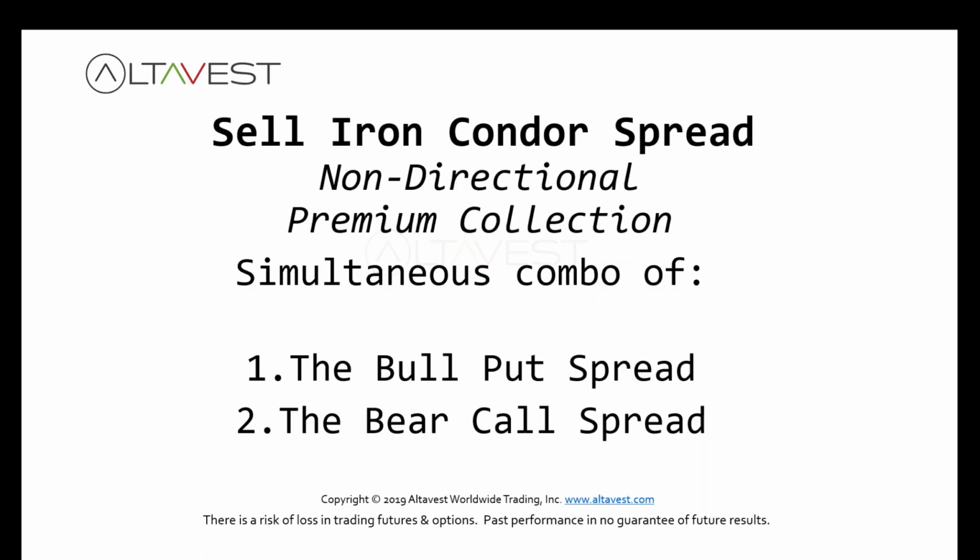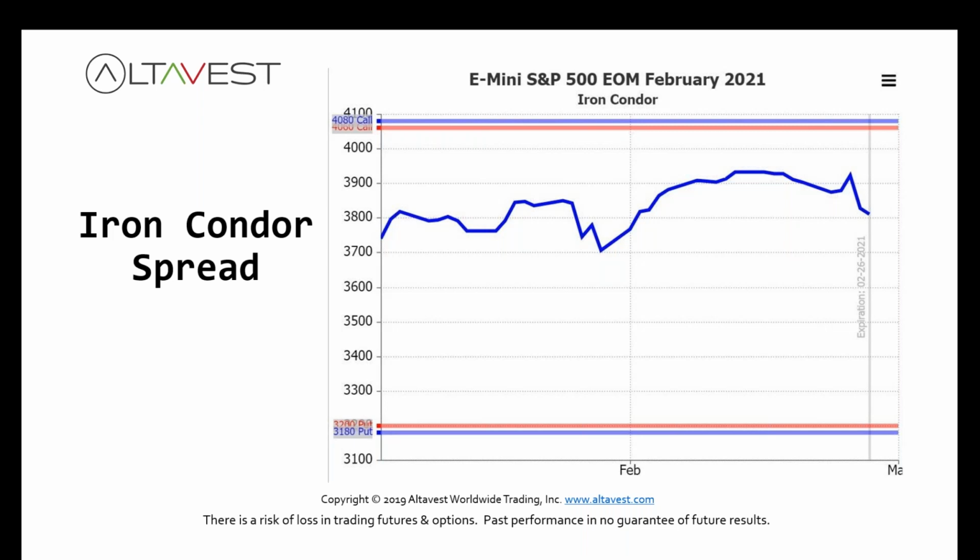So with that said, here's another spread. It's an iron condor. If you're not familiar with it, it's really simple. And if you are, I'm going to show you a variation that you are not familiar with. It's simply a combination of the put and the call spread that we just saw. And that's all it is. You just take a call spread and a put spread and you sell them simultaneously. You collect premium on the call side and the put side, and that's what it looks like.